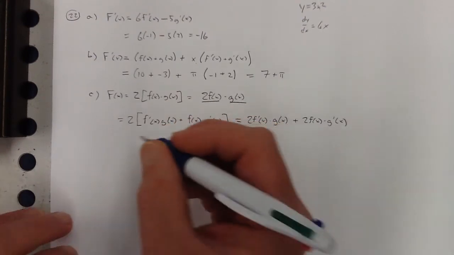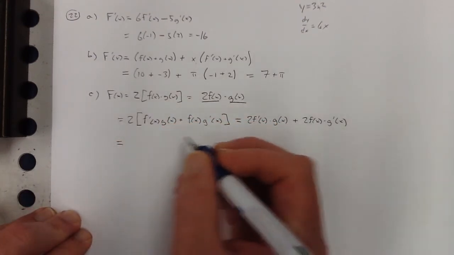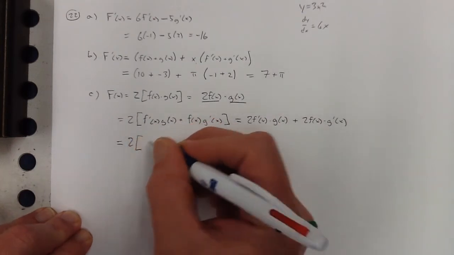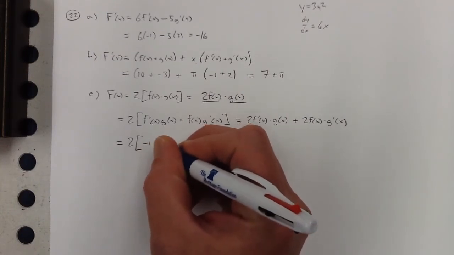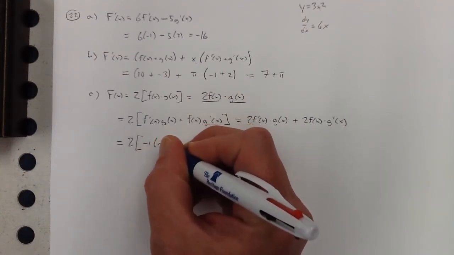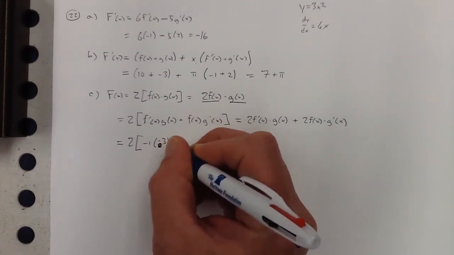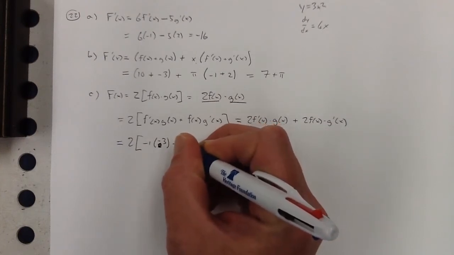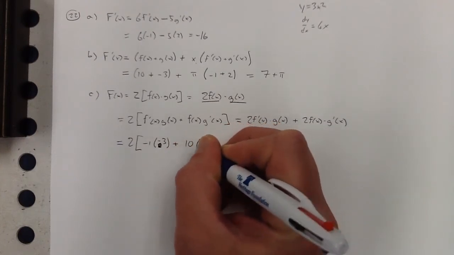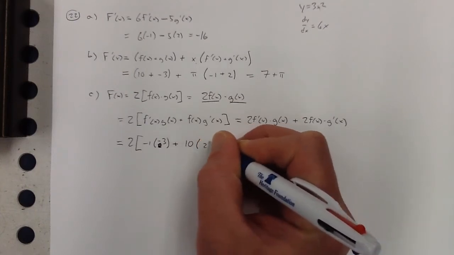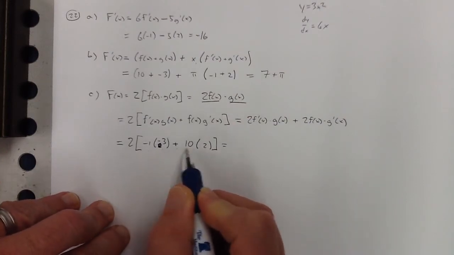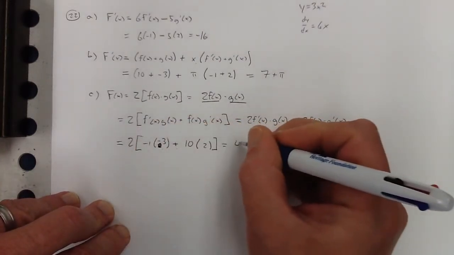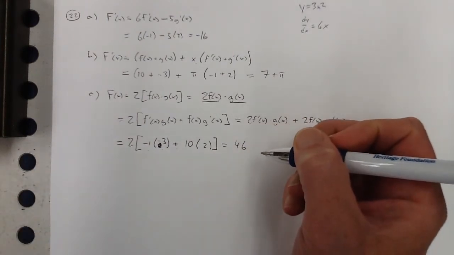Now I'm plugging in pi. So I'll go ahead and use this one, I guess. So f prime of pi is -1 times g of pi, which is... no, that's g prime of pi. G of pi is -3, plus f of pi is 10 and g prime is 2. So let's see, that's 3 plus 20 is 23, times 2 is 46. How'd we do? Good.